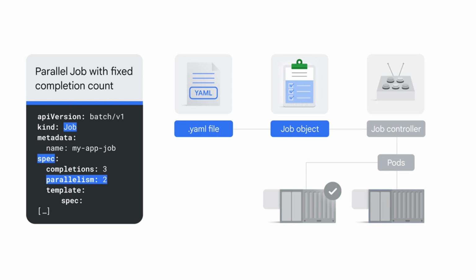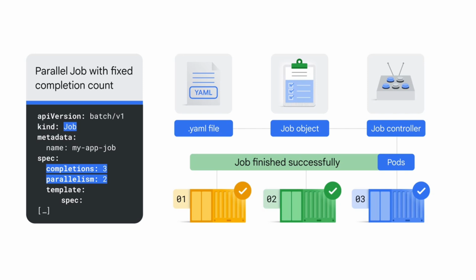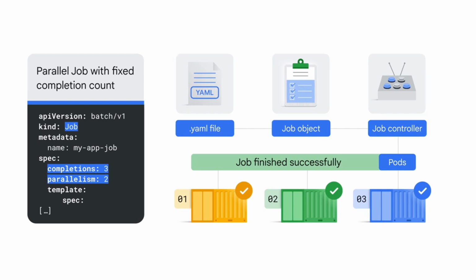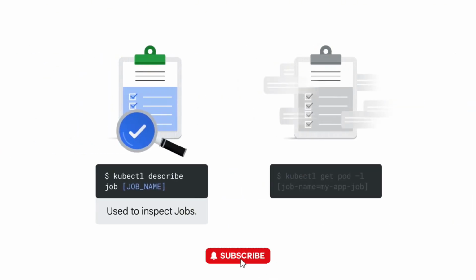Setting spec parallelism greater than 1 signals to the job controller that this is a parallel job and that it should create and run multiple pods concurrently to execute the job's tasks. To run multiple pods concurrently for a job, you need to identify both the completions and parallelism values. The job controller will initially create as many pods as specified by parallelism. It will then keep launching new pods to replace any that finish up until the total successful completions reach the completions count. Like other Kubernetes objects, jobs can be inspected by using the kubectl describe command.